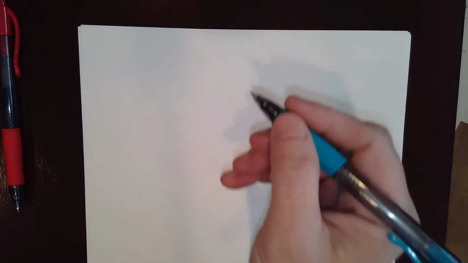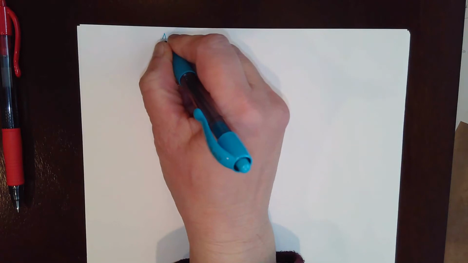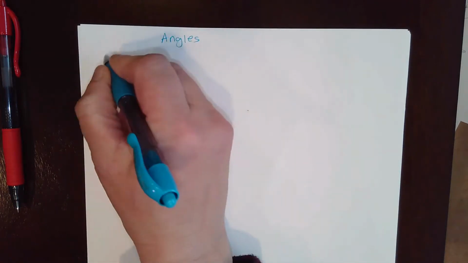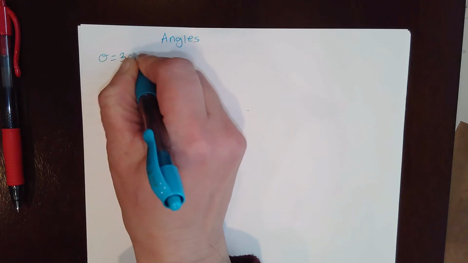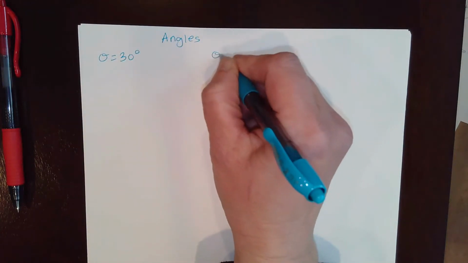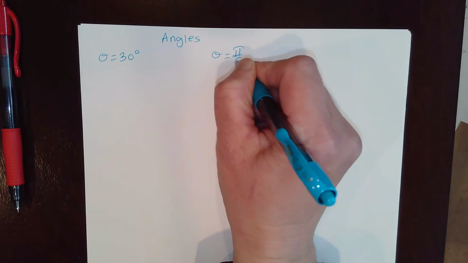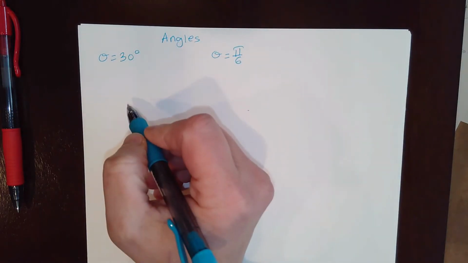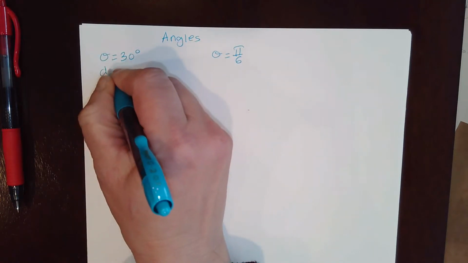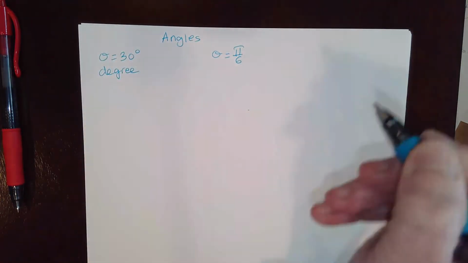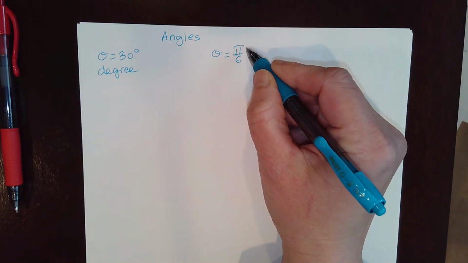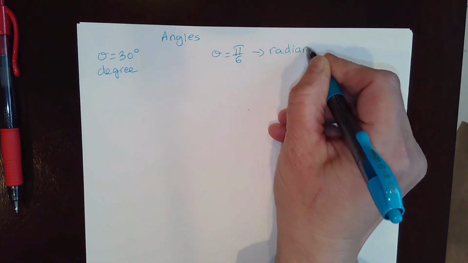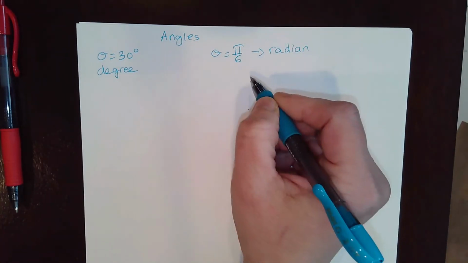Hello everybody, today we'll be talking about angles. Now angles can be measured in degrees or they can be measured in radian. So when you have this little circle on top of a number, then the angle is in degree mode. If it's not, then it is in radian. You don't have to have a pi for it to be in radian.